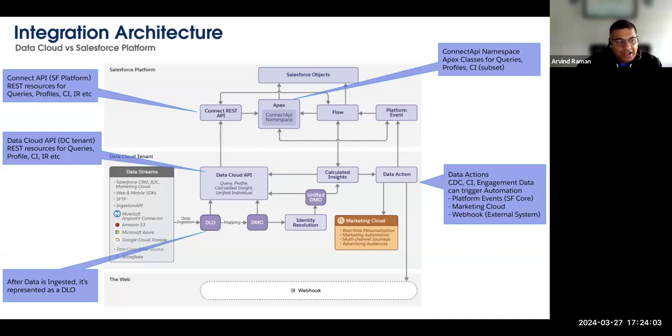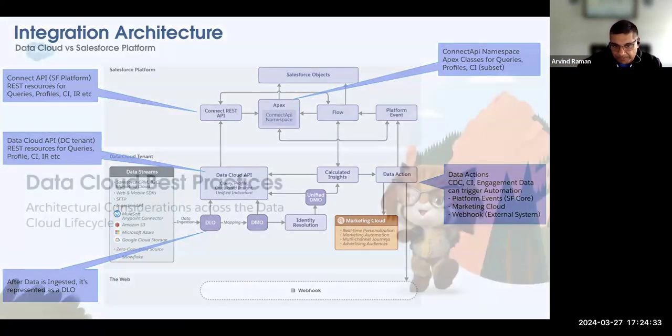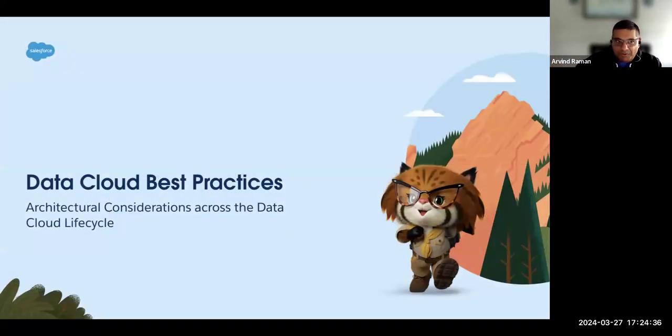And then last but not the least, you have data actions within Data Cloud, which is how you can start to orchestrate or automate sending that within the Salesforce core platform through platform events. But we now also have a data action to Marketing Cloud to be able to add them in a journey, to send out an email, as well as a webhook to talk to any external system.